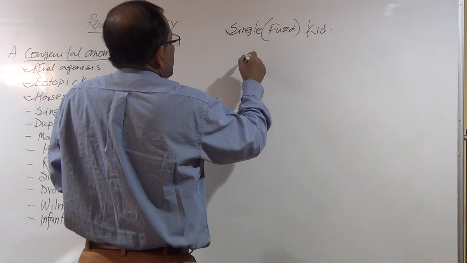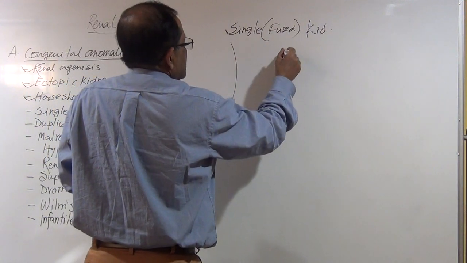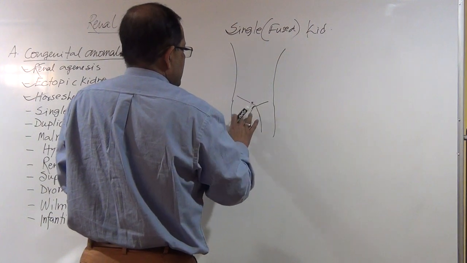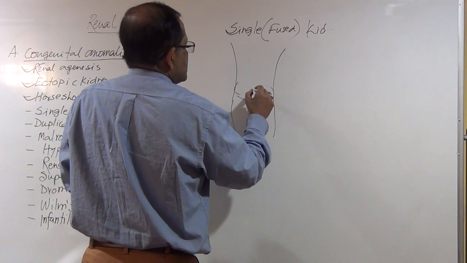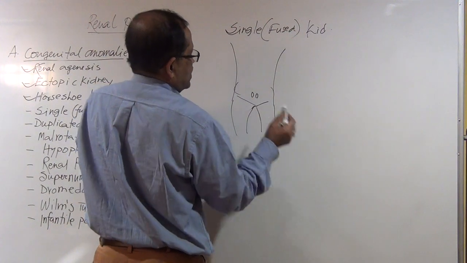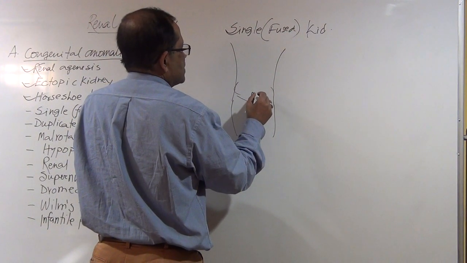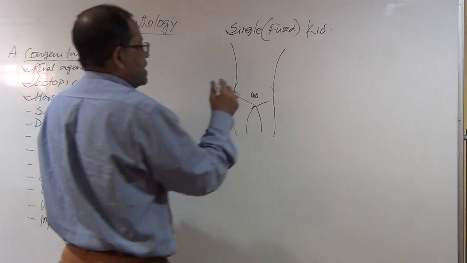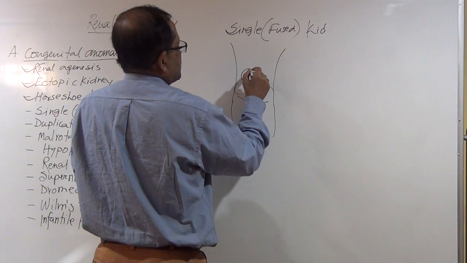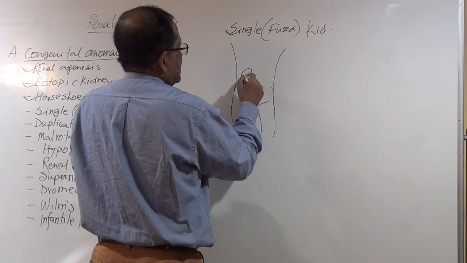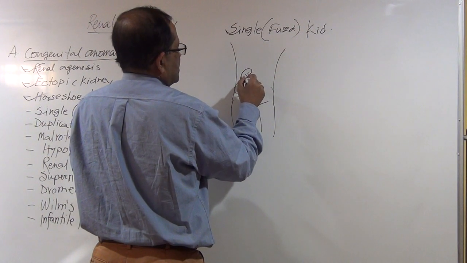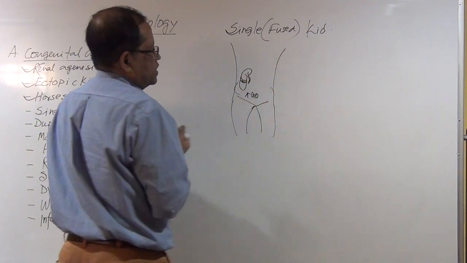So now, normally, developmentally, this is the pelvic cavity, so two kidneys are growing side by side. But they need to be isolated, but somehow they fuse together. When they fuse together, so then what happened? They are moving to this side. So then there will be a kidney here, and with this there will be another kidney. That means this kidney is fused with this.